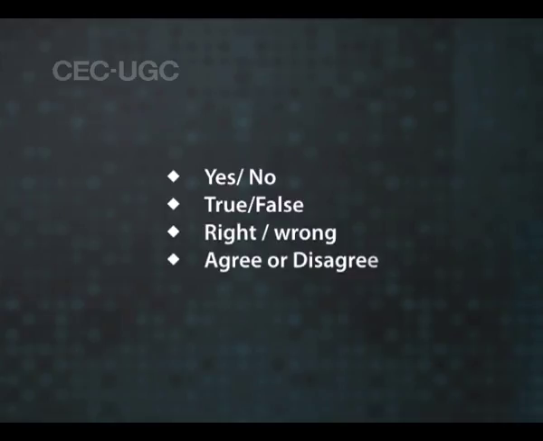Selection type. Alternate response type items. In an alternate response type item, the examinee is asked to read an item or statement and judge its truth or falsity. He or she has to make his or her response in one of the following ways: yes or no, true or false, right or wrong, agree or disagree, etc. Guidelines for the construction of alternate response type items.